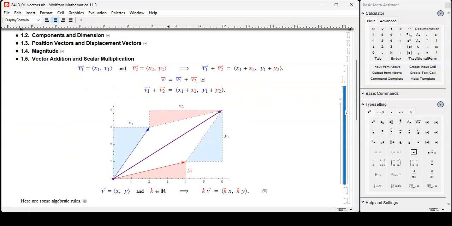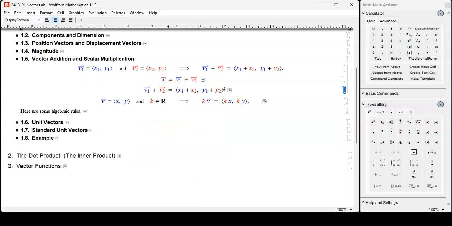A visualization. Here's a justification. Please note that this blue right triangle and this blue right triangle are congruent, and same for this red and that red. As for the x coordinate, x1 here for blue and x2 here for red, and that's going to give me the x coordinate for this purple. As for the y coordinate, y1 for this blue and y2 for this red, and add up, then that's the y coordinate for this purple. So that's the justification: x1 plus x2, comma, y1 plus y2.